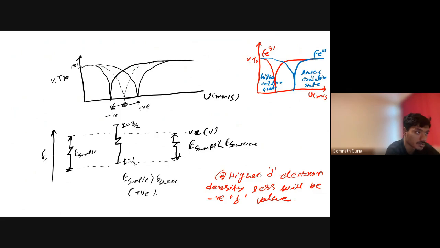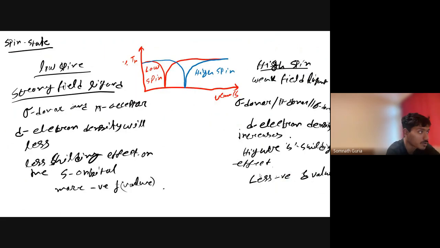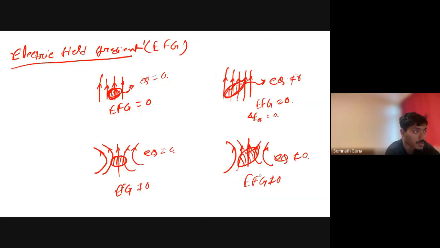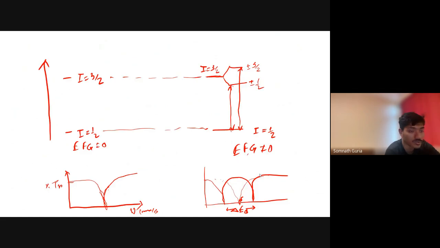And then we talked about the quadrupole moment, and how the quadrupole moment plays a crucial role in splitting the energy state. If there is some quadrupole moment present, it feels a different electric field gradient from the complex.